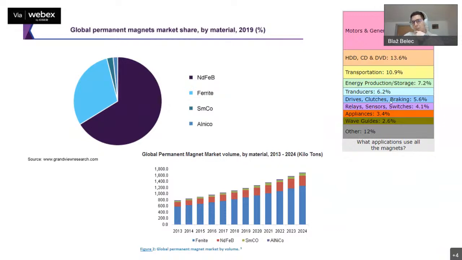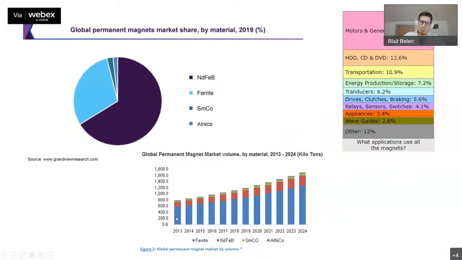This part is now growing because a lot of magnets are needed, for instance, in the generators for wind turbines, and so on. And then we have some small shares also in other areas. So this was by percentage, but by mass, we can see that we use mostly ferrite-based magnets. Then we have neodymium iron boron, and then a small share of samarium cobalt and alnico magnets.